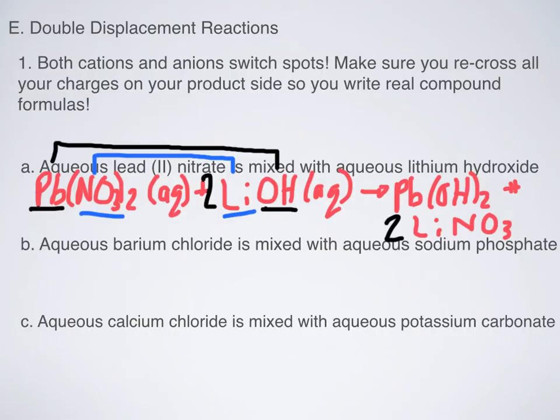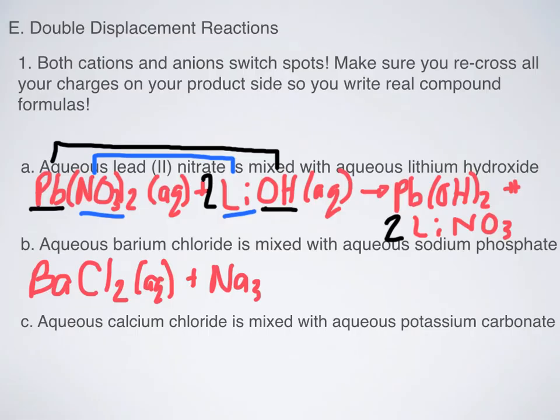Next up, aqueous barium chloride. So I've got barium, and chloride is a -1, and barium's a +2. It is aqueous, like we just said, and I'm mixing it with aqueous sodium phosphate. So sodium is a +1, phosphate is a -3, and again it's aqueous.